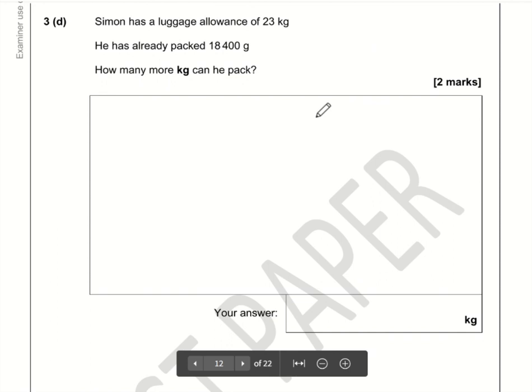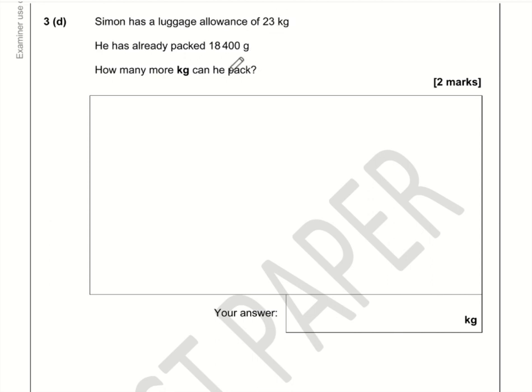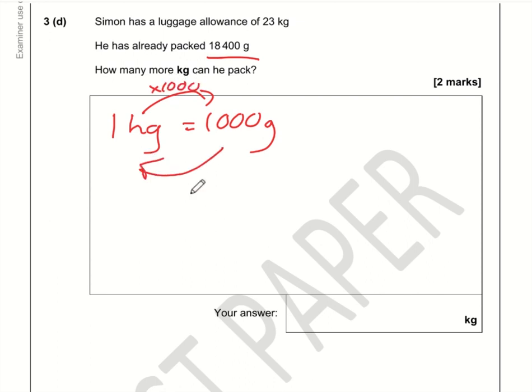Okay, Simon has a luggage allowance of 23 kilos. He has already packed 18,400 grams, which is a bit of a strange way of expressing that weight. Now, we need to remember that a kilo is 1,000 grams. So if we're converting from kilos into grams, we multiply the number by 1,000. So if we're going in the other direction, we are dividing by 1,000.